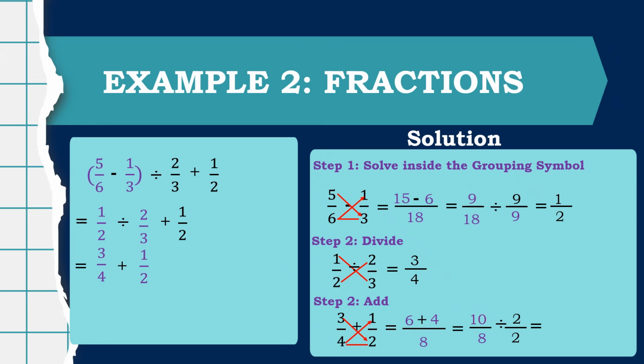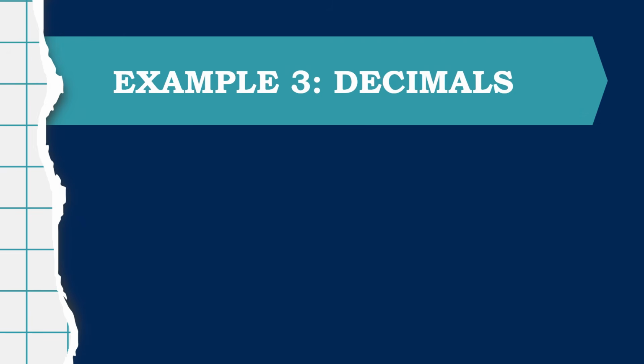5/4, again, is an improper fraction. We're going to make this into a mixed number to have a lowest term. So our answer is 1 and 1/4. Alright, our next example is an expression involving decimals.